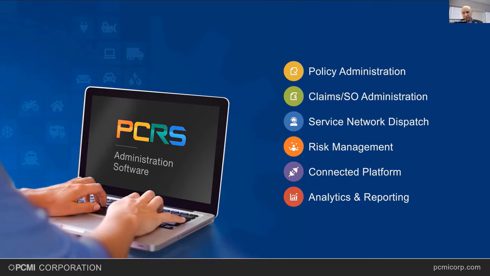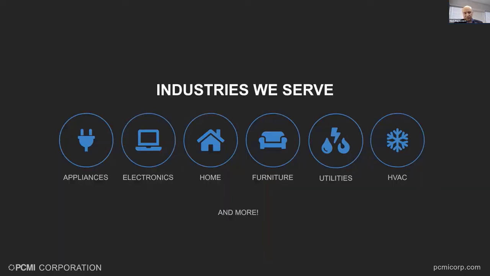Then the connected platform, which we're going to talk a lot about, is that we actually interface to other third-party dispatch networks and to other systems as well. And finally, we wrap it up with what we call analytics and reporting, which is the ability to report and track all this business. So those are the different sections of what we call an administration system.